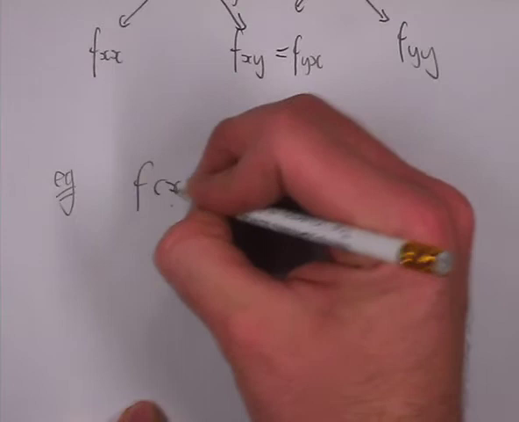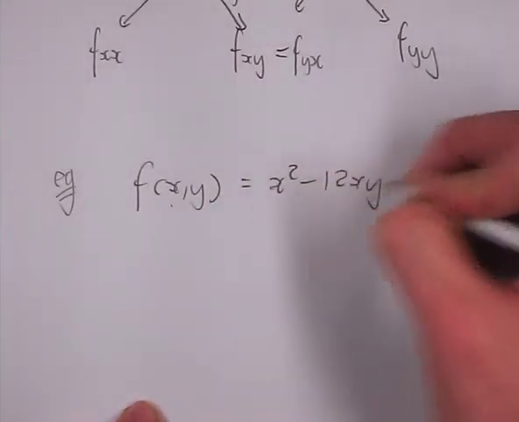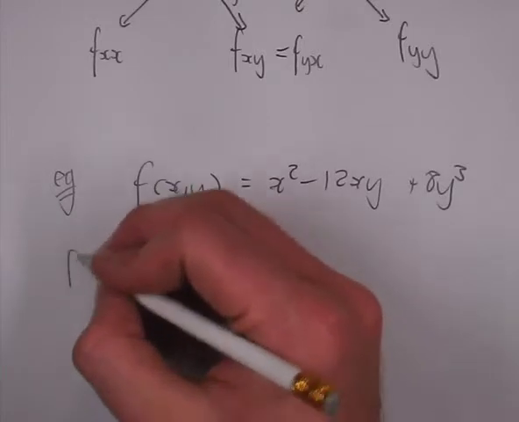So f of x, y is x squared minus 12xy plus 8y cubed. Let's do that one. In order to find and classify the extrema of it, you find the places where it could be a maximum or a minimum, and you say whether they are maxima or minima. First I need to find the first derivatives and the second derivatives.